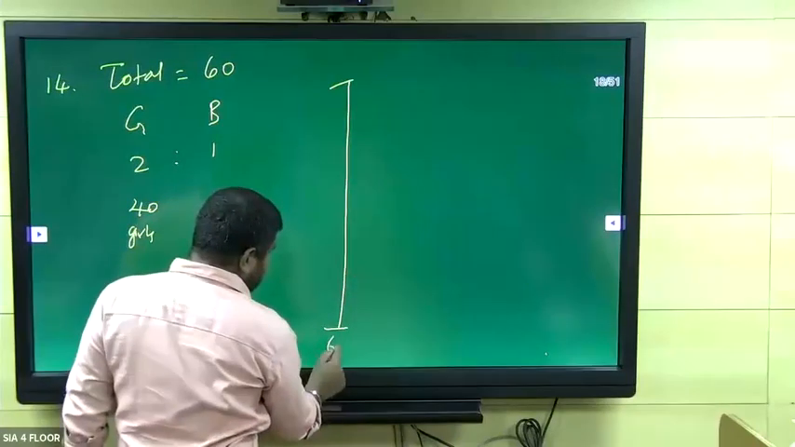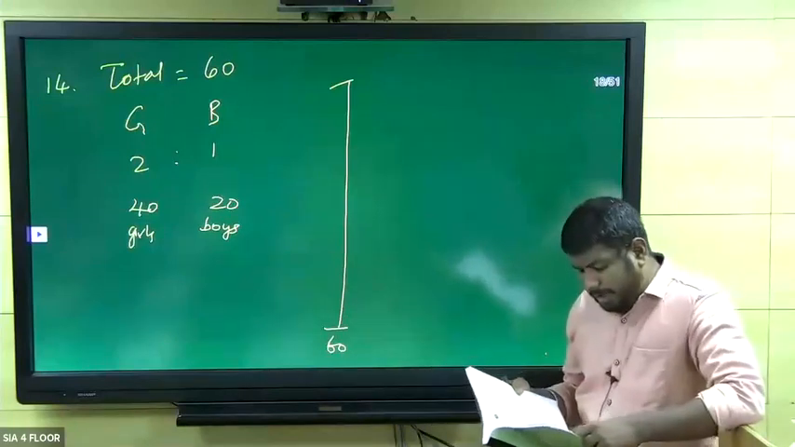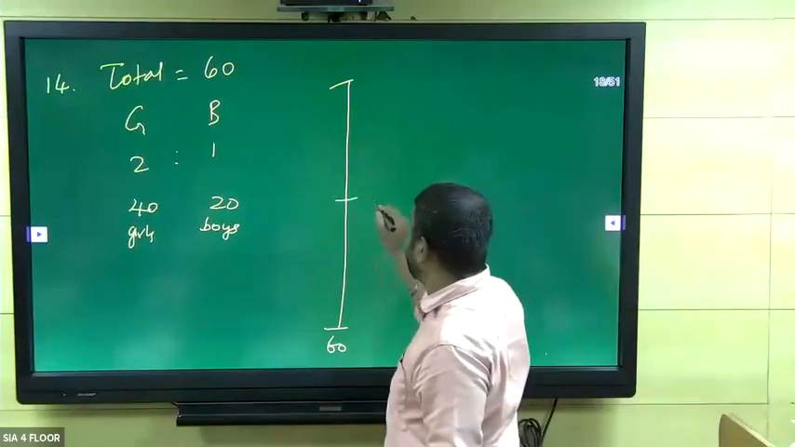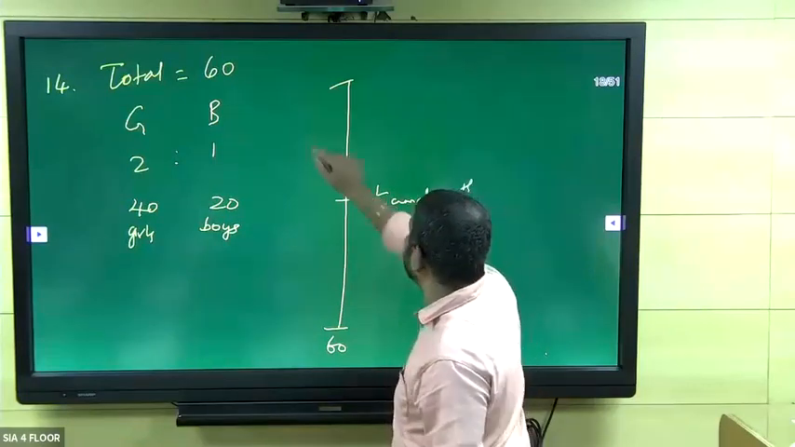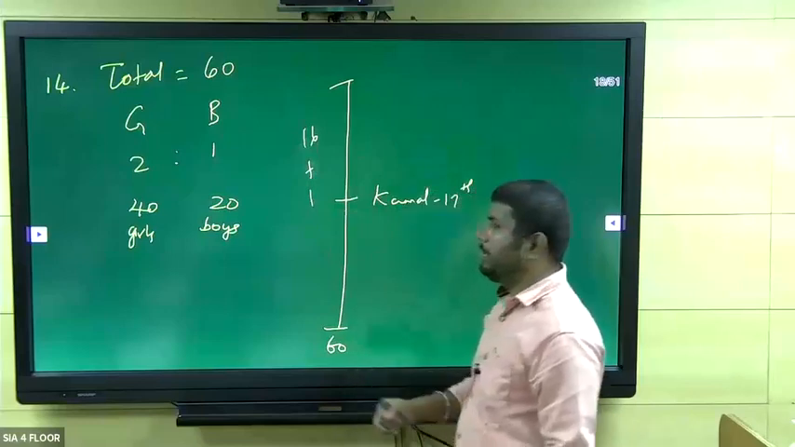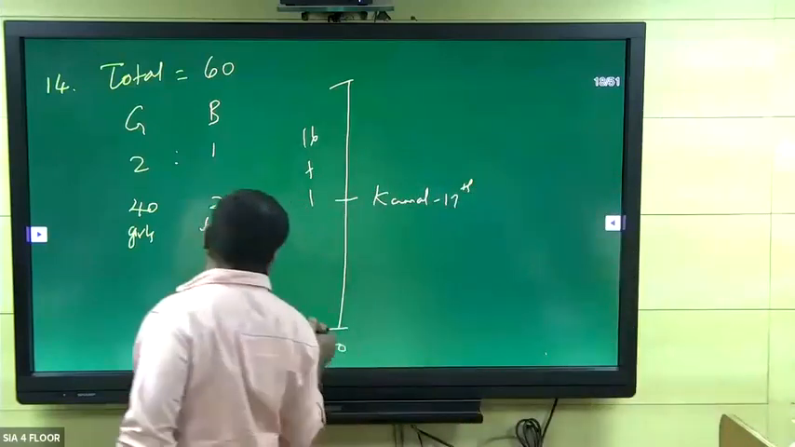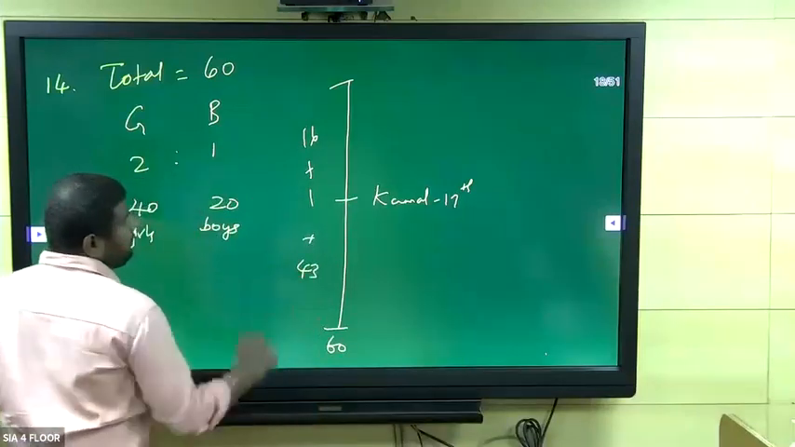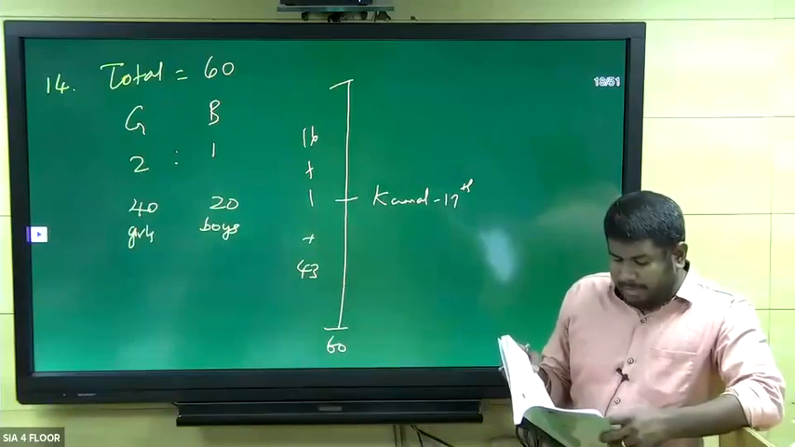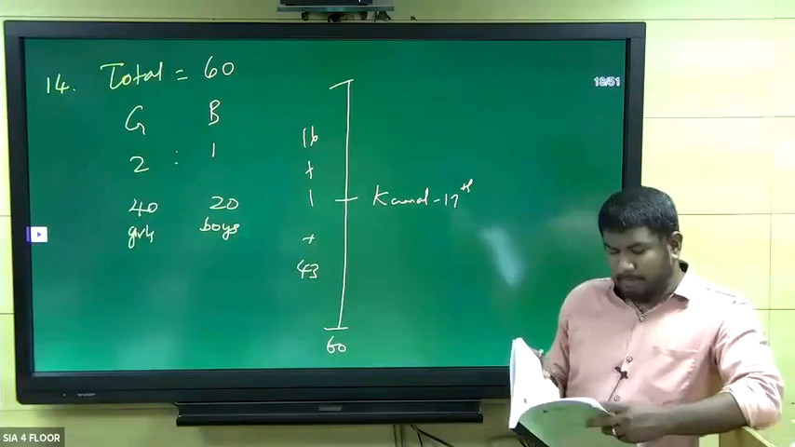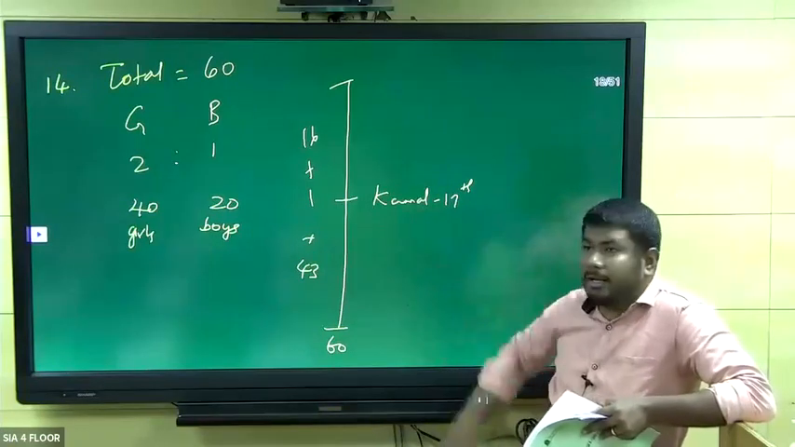In this total 60, Kamal, a boy, ranked 17th from the top. 16 plus 1. Clear? Right? So how many remaining persons are there? Totally 17 plus 43. Okay, so next one. What is the next clue? If there are 9 girls ahead of Kamal, the number of boys ranked after him. So they are asking the number of boys after Kamal.